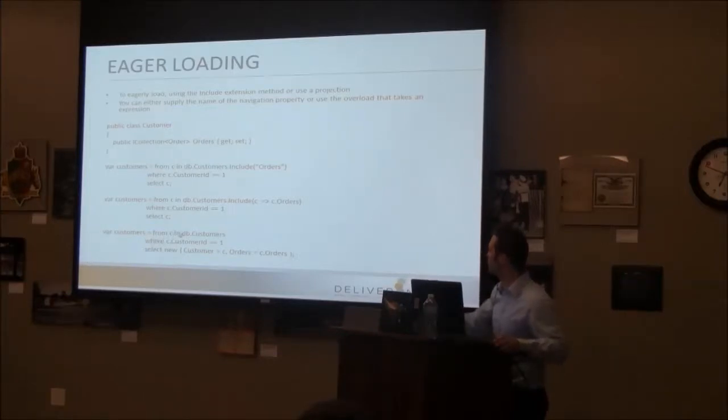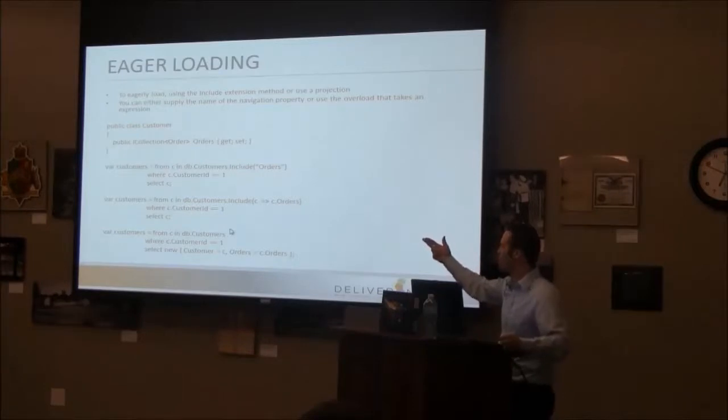I don't know if you can see this well, but from C in customers, where customer ID equals 1, I can basically select an anonymous type, or if you have a DTO, like a specific class for it. Here I'm doing an anonymous type saying the customer is equal to C, and then the orders is equal to C.orders. So basically the query at that point is going to be a collection of anonymous types with the customer and orders collection.